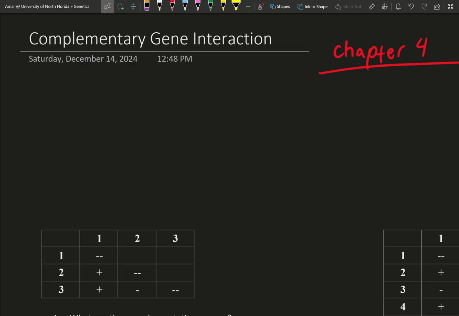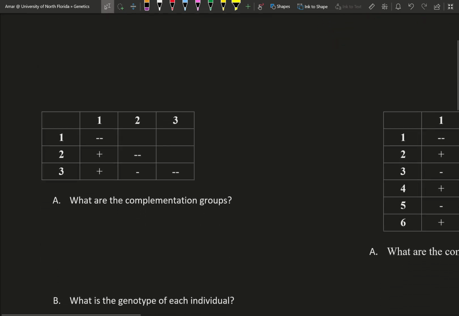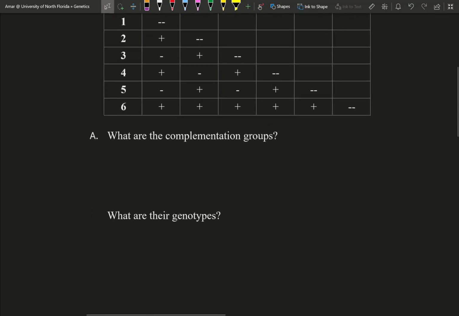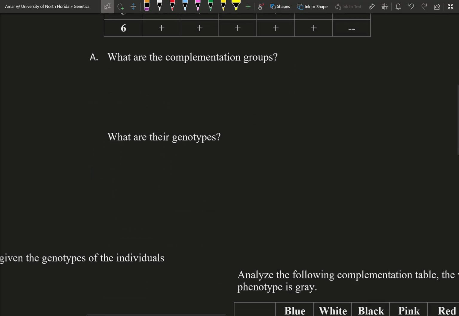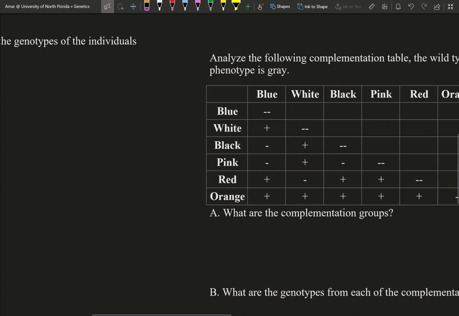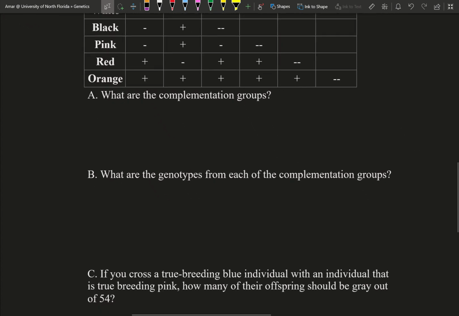Today what we're going to go over is something called complementary gene interaction. And usually on exams, this question is given to you as a complementation table, something like these, and then you have to solve them to figure out what their complementation groups are, what their genotypes are, and if you cross different individuals together, what effect will that have on the offspring? Like what phenotypes would you get?